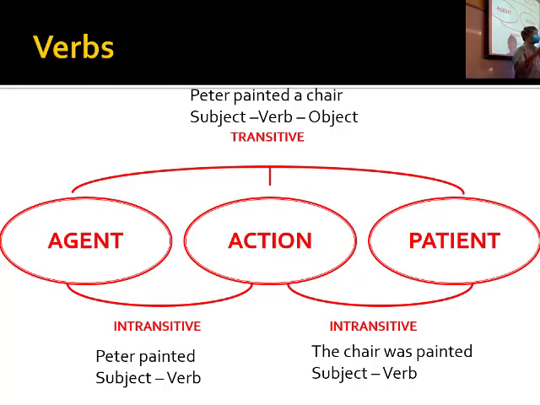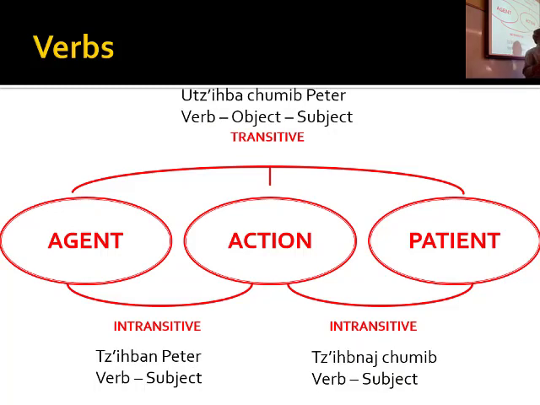So this chart is important because it gives you a broad sense of what verbs are. And we can easily convert it to Mayan words. The chair was painted. And then Peter painted. But Peter painted a chair would be Peter. Do you see the difference between Peter and Peter? What is happening there?